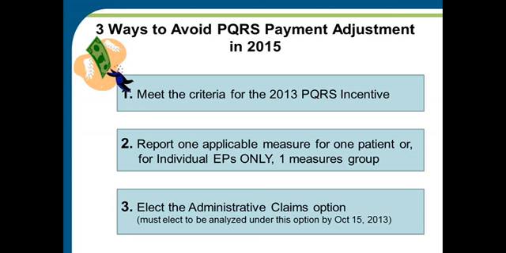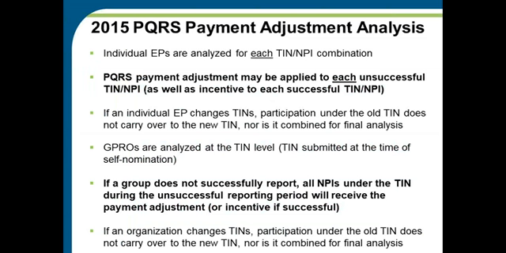Or as I said earlier, you may elect to be analyzed under the administrative claims option, and you must do that by October 15th. So this is for 2013 reporting for the 2015 payment adjustment, and I would expect to see this more strict in 2014 for the 2016 payment adjustment.